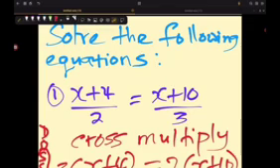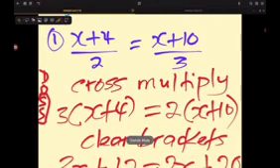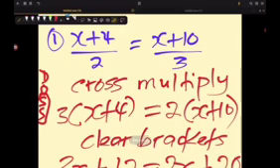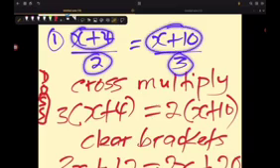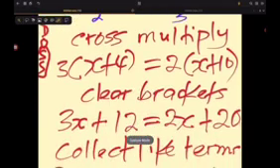When we cross multiply, we have this 3 coming to multiply this x plus 4, while this 2 multiplies this x plus 10. That is what I have done here: 3 multiplied by x plus 4, 2 multiplied by x plus 10. So then there is a bracket.